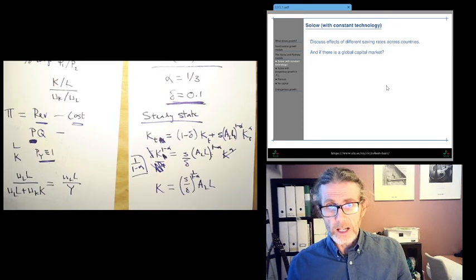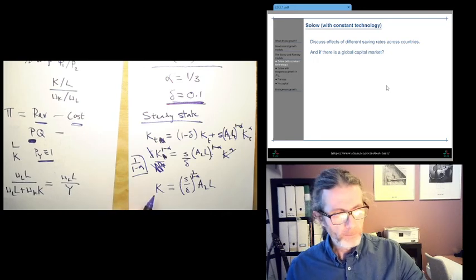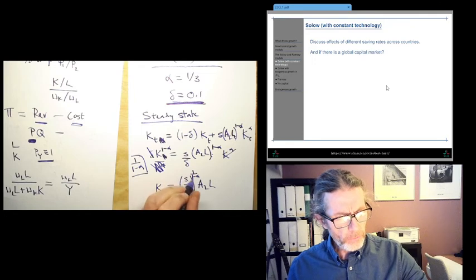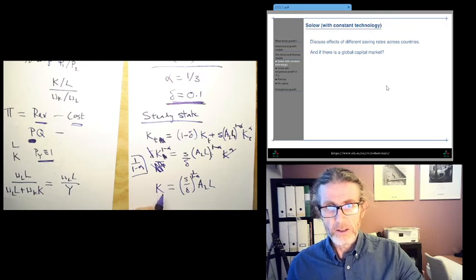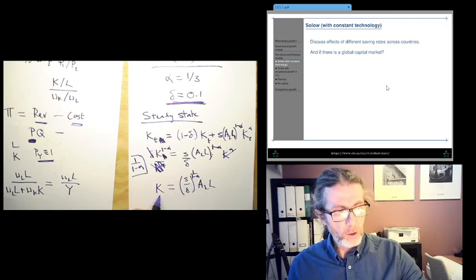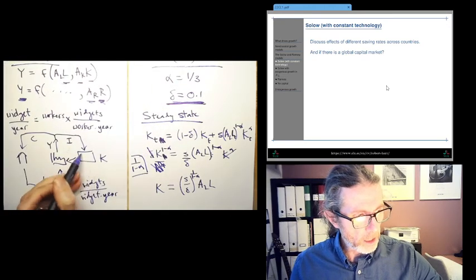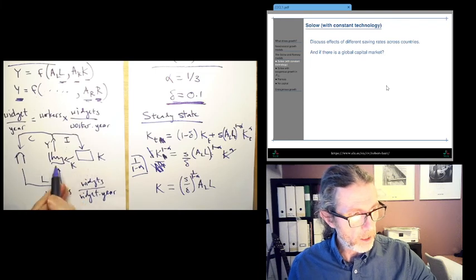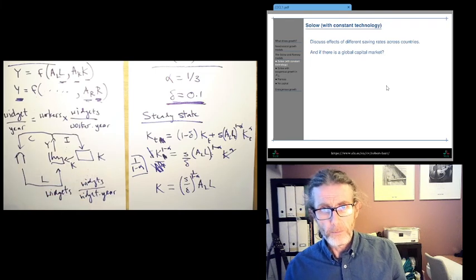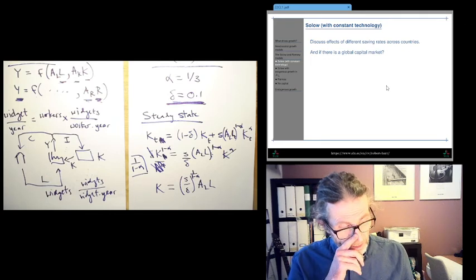So what does this tell us? It tells us that if we raise S, we will raise K in the steady state. Okay, so if we save more, we'll end up with more. In the long run, we'll end up with more hammers or widgets in our box here, and more inputs. Okay, but how much will that affect production?